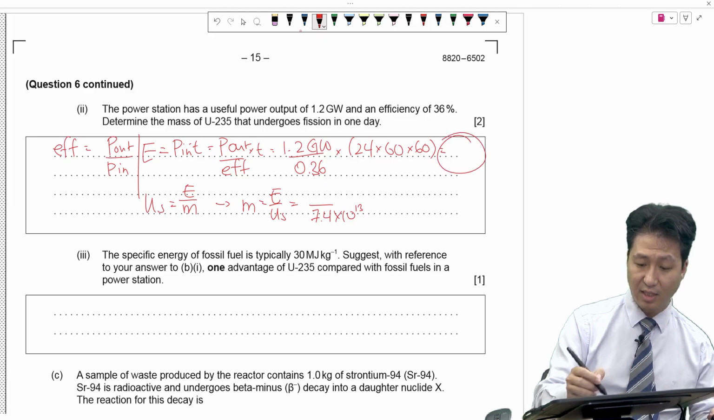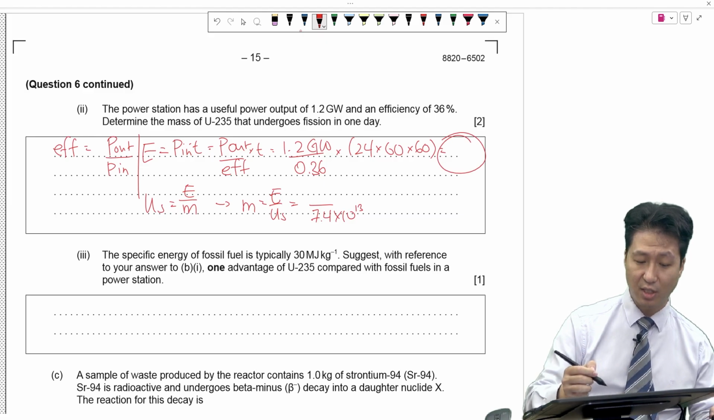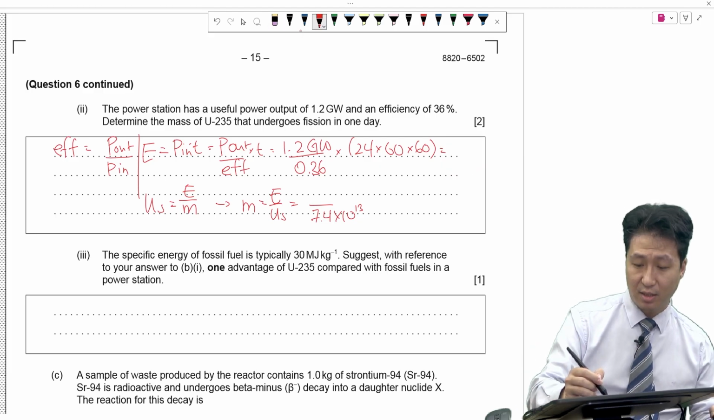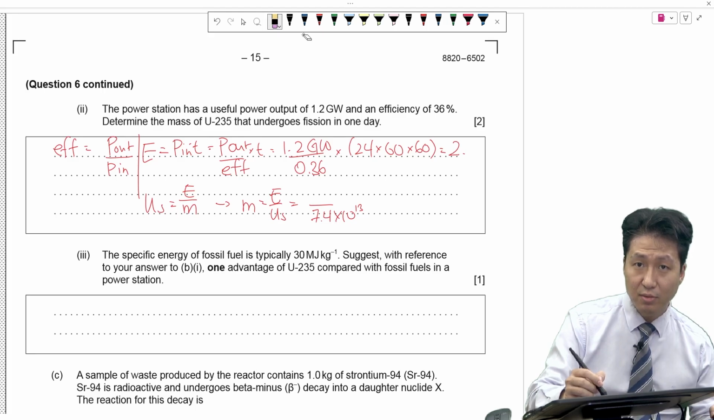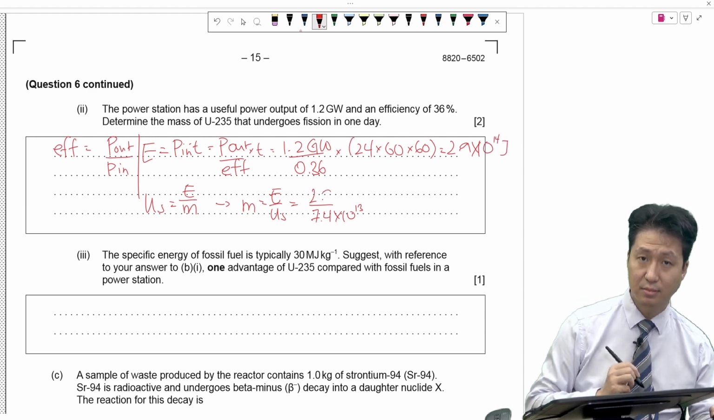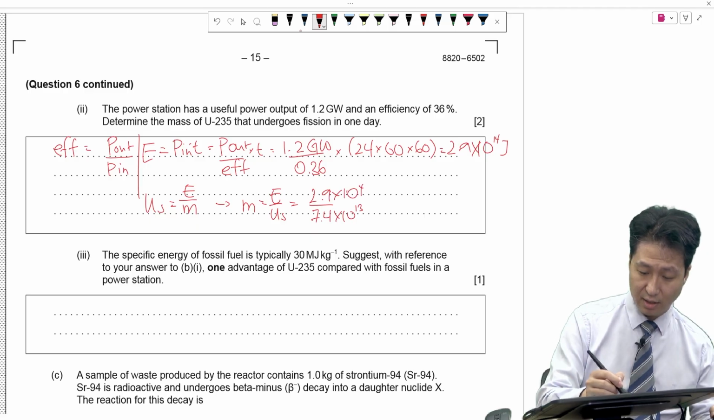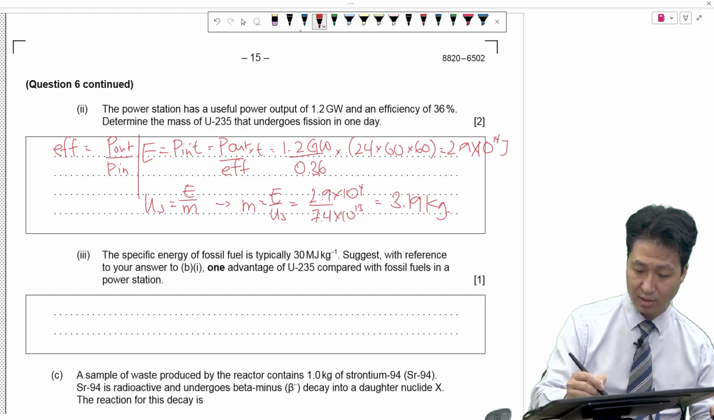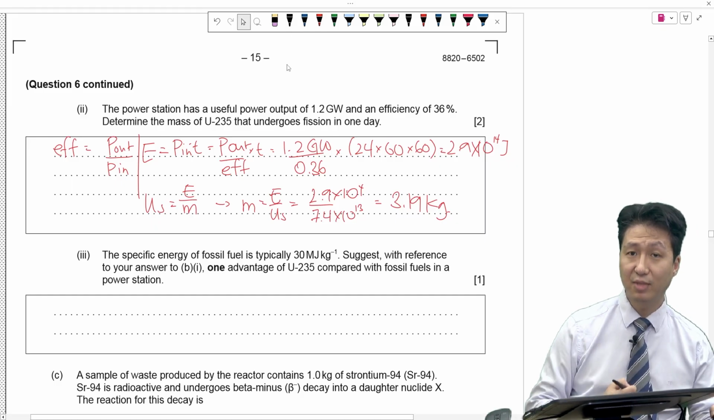In fact, the amount of energy that is used in the power station, or that goes in, would be 2.9 times 10 to the 14. So it's 2.9 times 10 to the power of 14 divided by 7.4 times 10 to the 13, and you get approximately 3.19 kilograms. This is the amount of uranium that is used every single day.